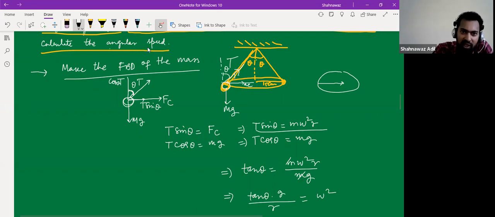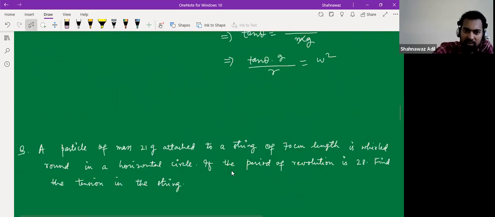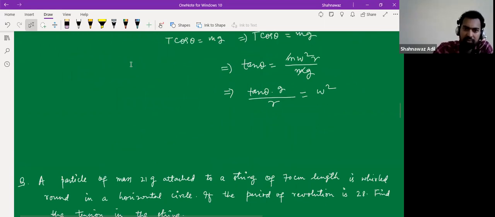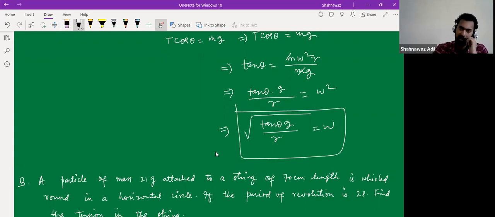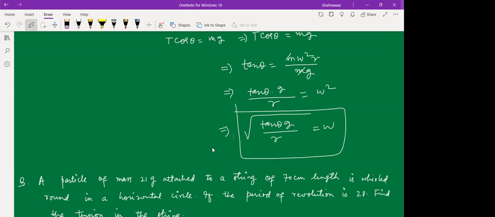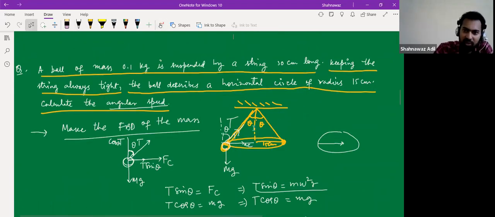So we have to calculate the angular speed, right? So this is the angular speed, right? So this will be root over tan theta g by r. Right, any doubt up to this point? No, sir. And we can calculate tan theta from here, right?